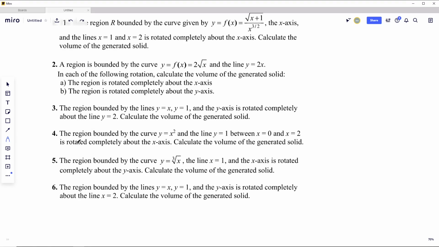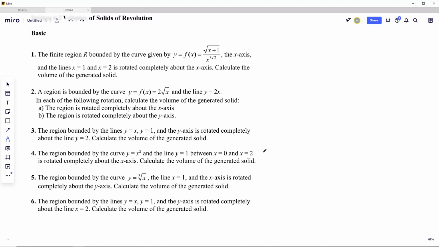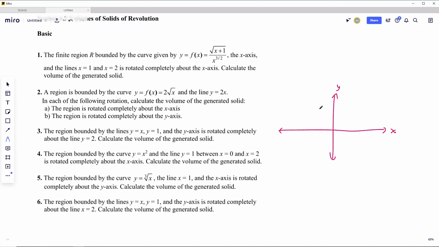Okay, so for number 4, once you read it, you might not notice, but you should notice if you graph. There is a trick, if you don't graph, unless you notice or know it by experience. So x squared is going to be something like this, and y equals 1. Let's extend it.